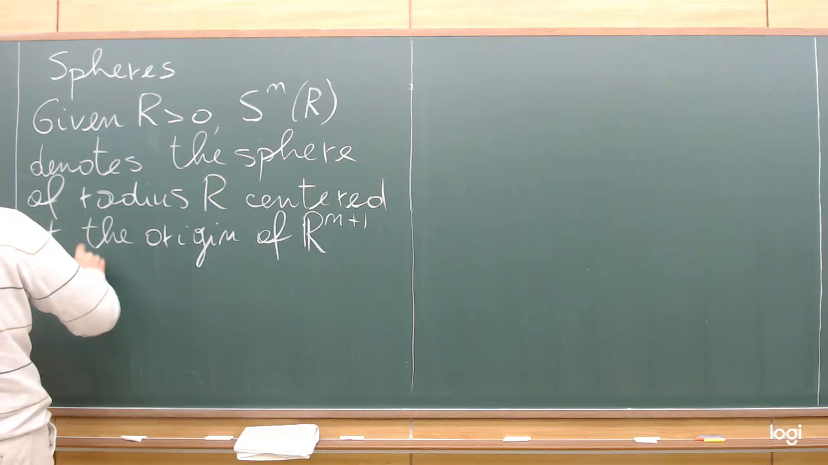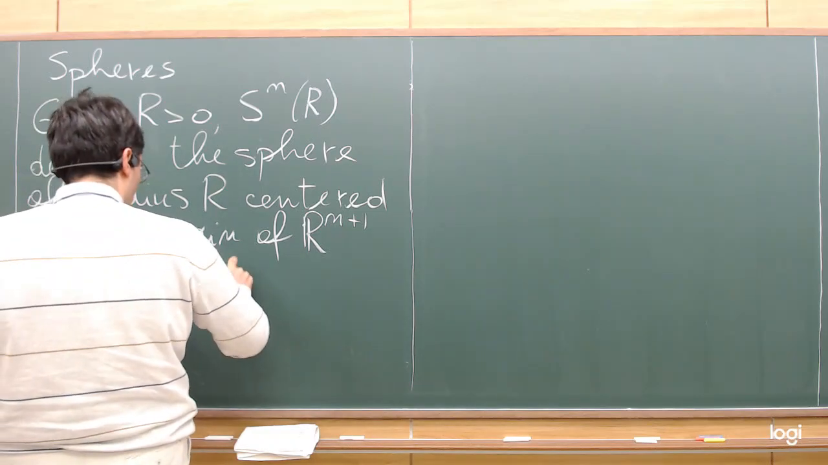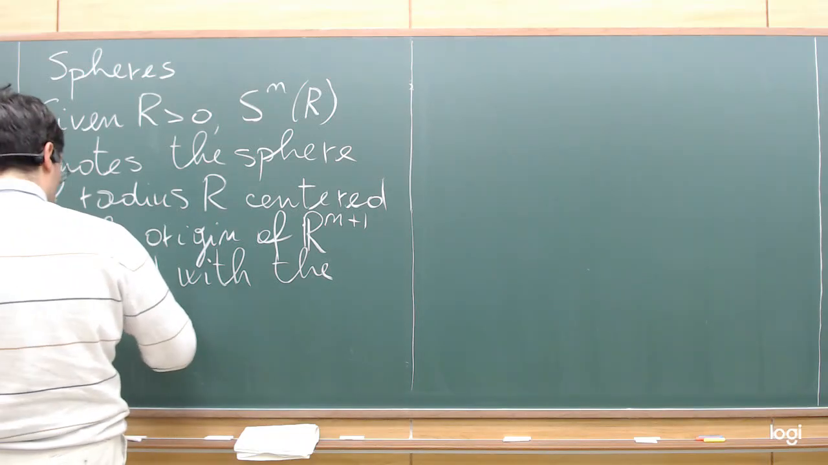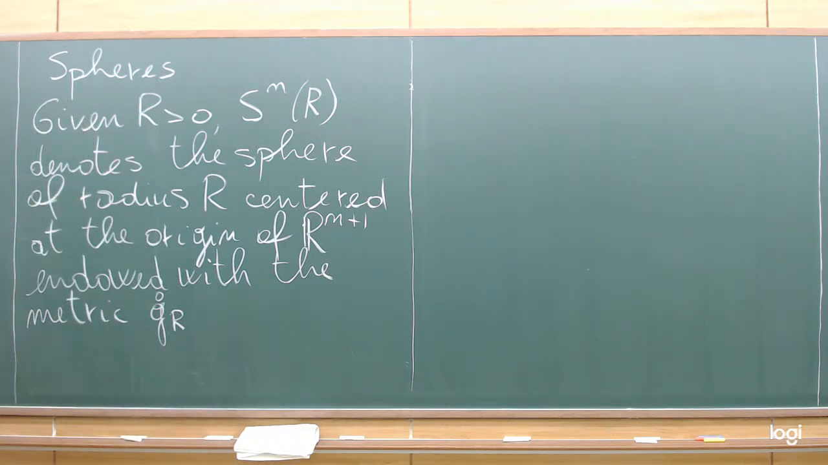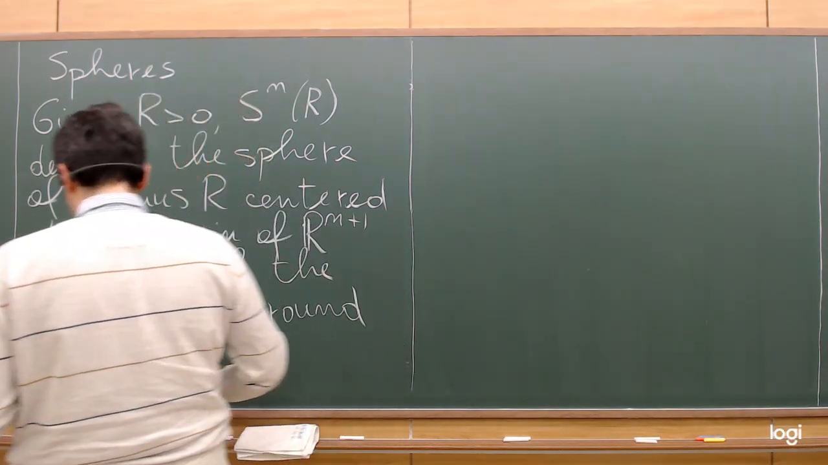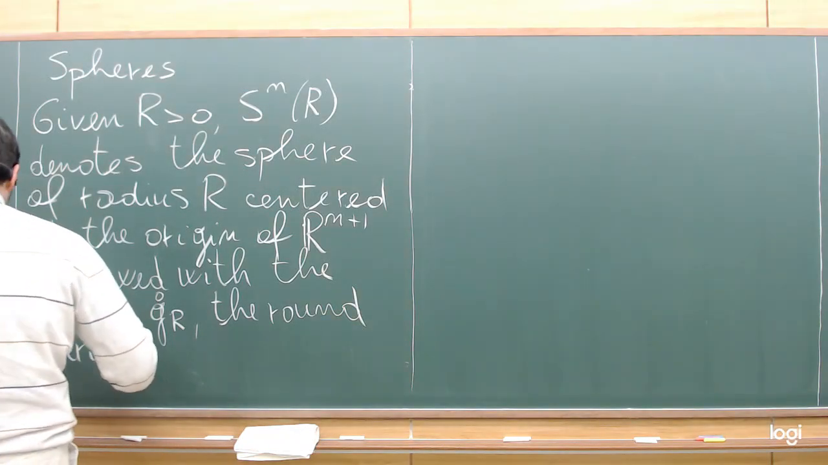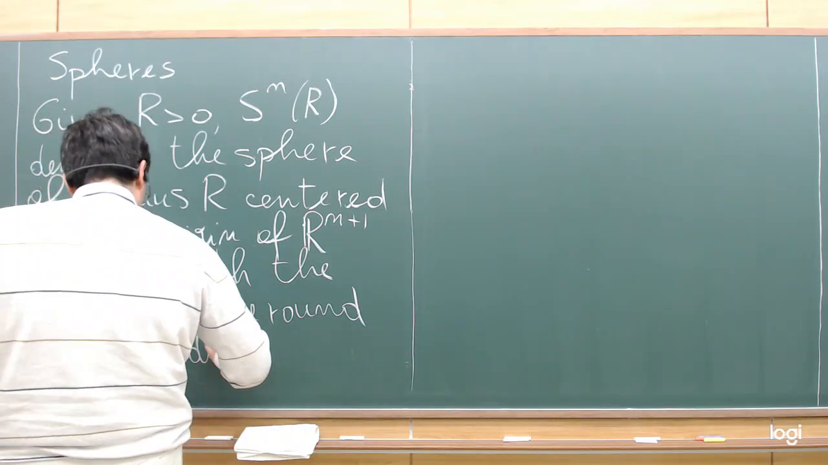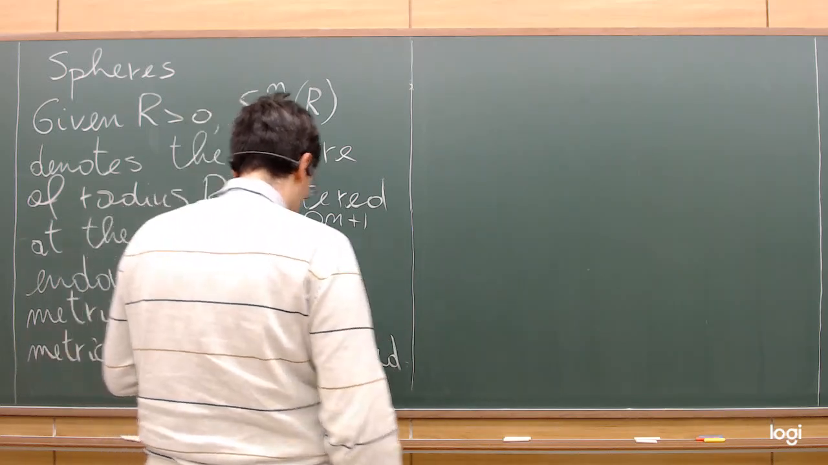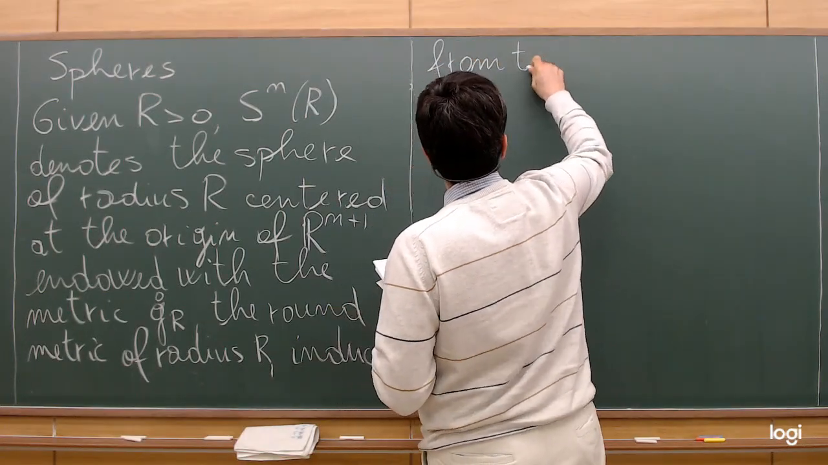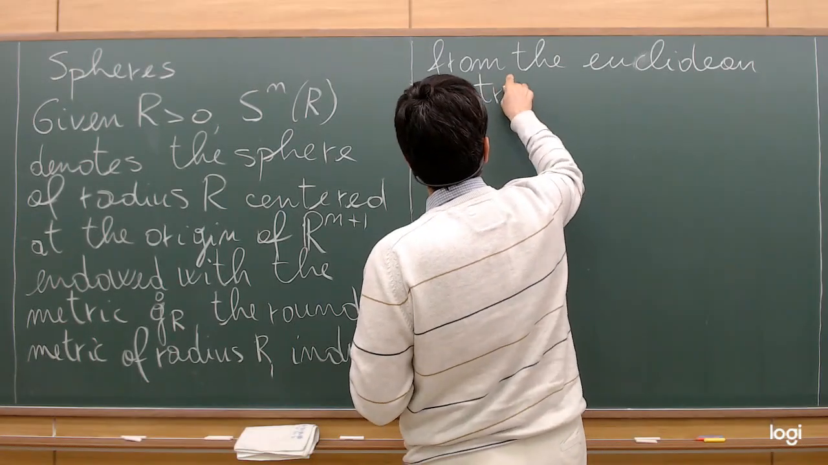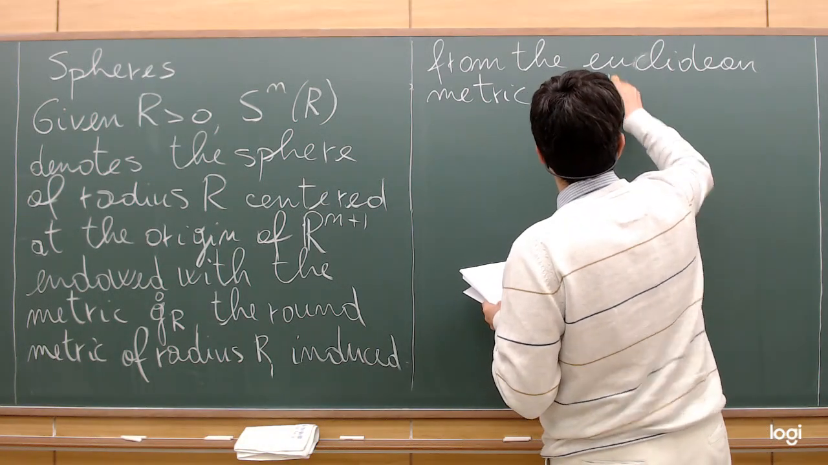Endow it with the metric denoted by this symbol, and which is called the round metric of radius R, which is induced from the Euclidean metric on R^{n+1}.